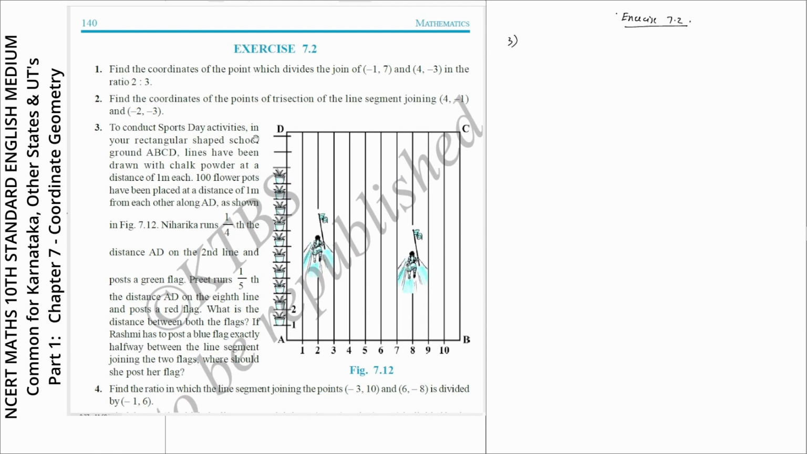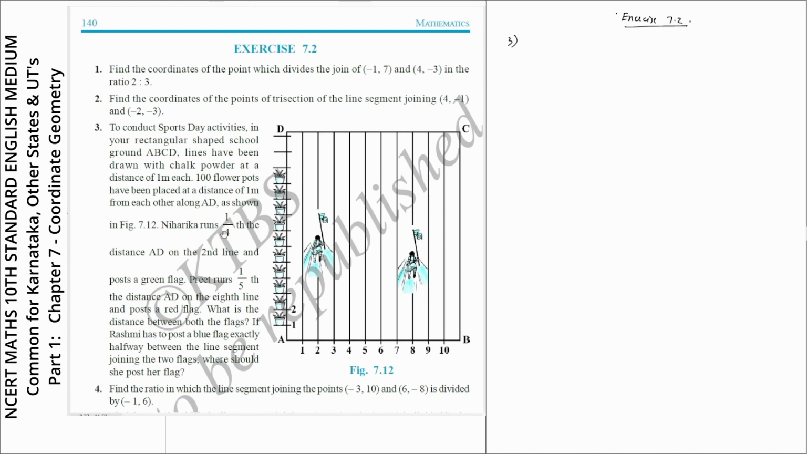To conduct sports day activities in your school rectangular shaped school ground ABCD, lines have been drawn with chalk powder at a distance of 1 meter each. So there is a school ground like this, and lines have been drawn like this, which are 1 meter apart. Like that they have drawn using chalk powder, and 100 flower pots have been placed at a distance of 1 meter from each other along AD. So this is line AD, and at each distance of 1 meter one pot is placed. So 100 pots are placed. That means the length of AD is 100 meters.